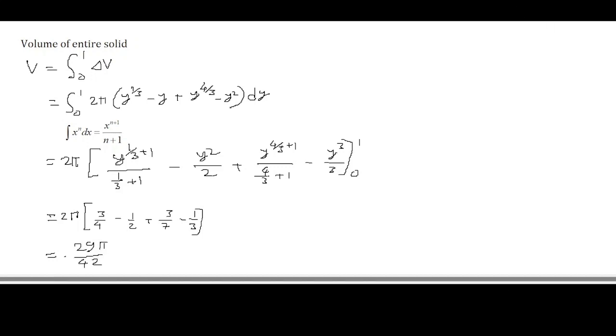So we can conclude here that the volume of the solid of rotation is equal to 29 pi by 42, and that's the answer. Hope you understood the procedure.